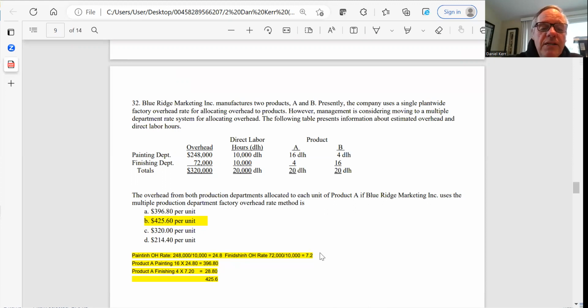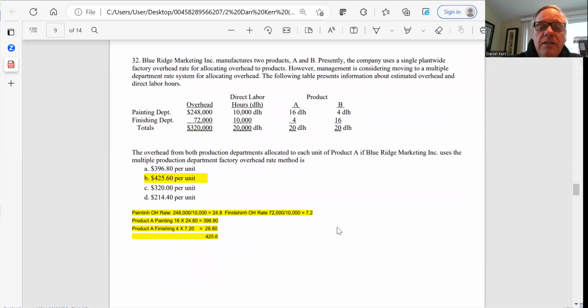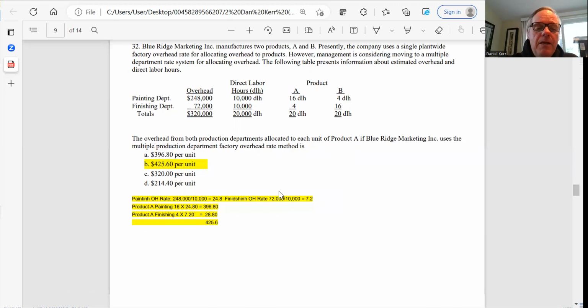And then as far as the actual cost of the product, you've got the painting department and the finishing department. For product A, it's got 16 hours of painting, so 16 times 24.8, and it's got 4 hours of finishing, so 4 times 7.2 gives you 28.80. Add those together, you get 425.60, and the answer there is B.